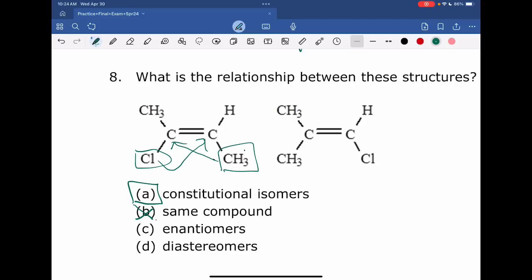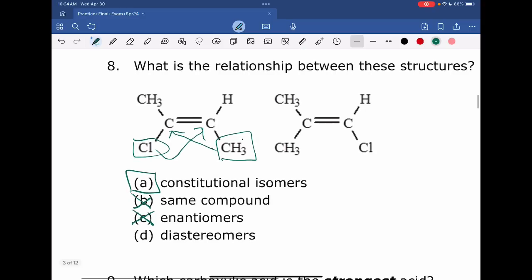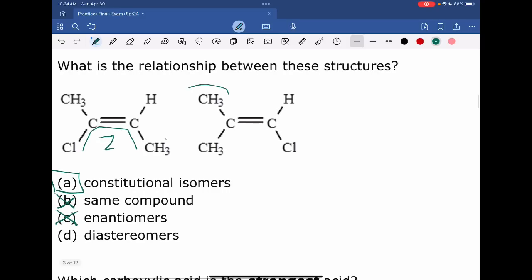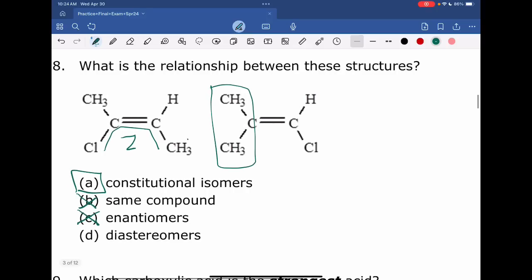These are not enantiomers. Enantiomer would mean mirror image. And these are not mirror images. Diastereomers, are we changing a chiral center or going from E to Z? So there are no chiral centers, and this molecule is Z, but this one on the right is neither. It's got 2 equal things on one side, so it's not even E or Z, so it doesn't make sense to go for D.